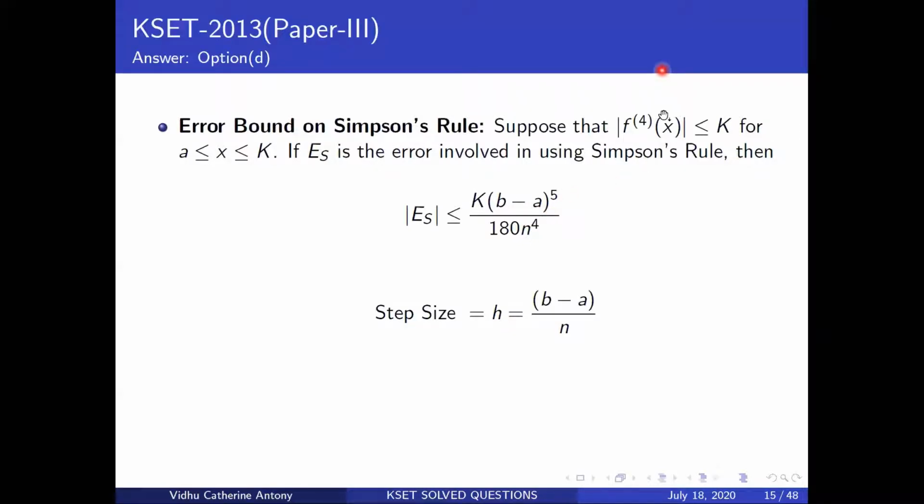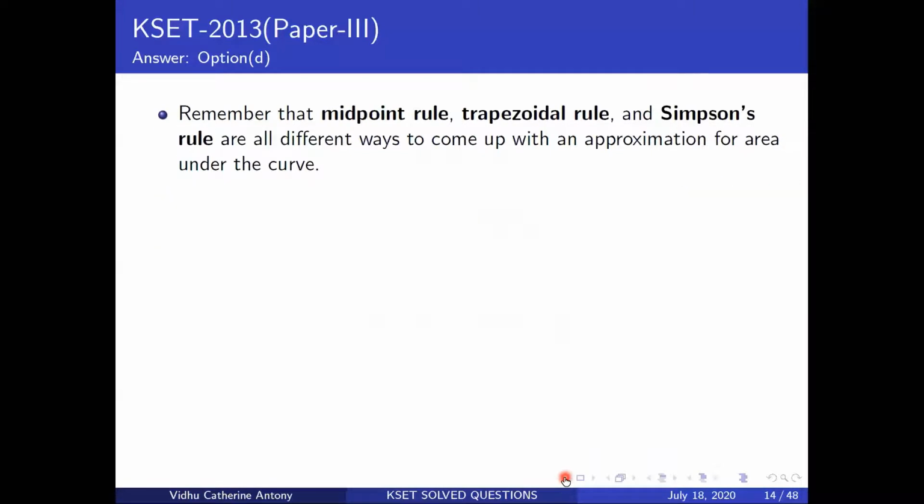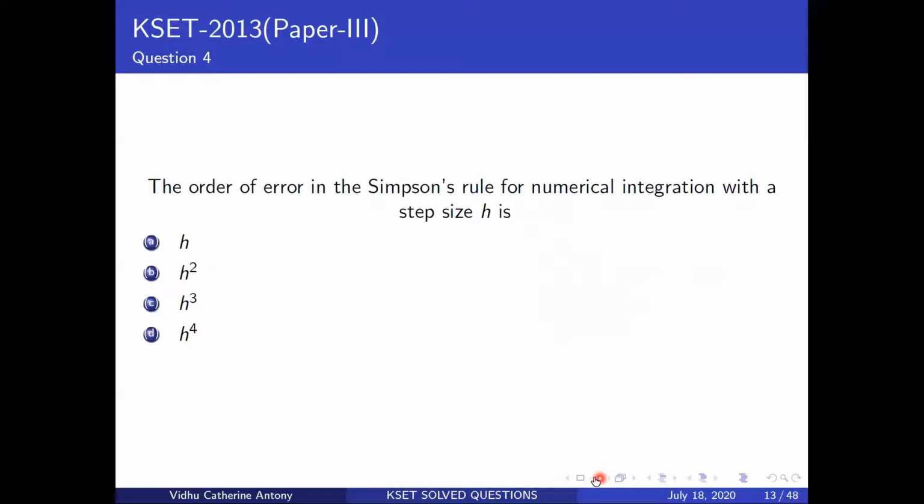So how do you convert that? You just have k divided by 180, this thing, h power 4 into (b minus a). So how is the error going to vary for the Simpson's rule? It's going to vary of the order of h power 4. So what is the answer? The answer is option D. Okay, the answer is option D.